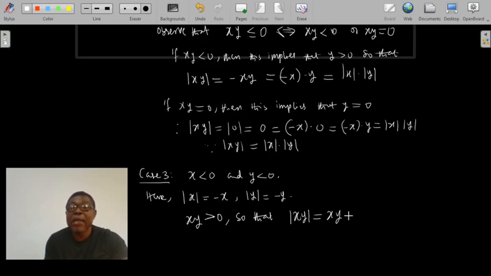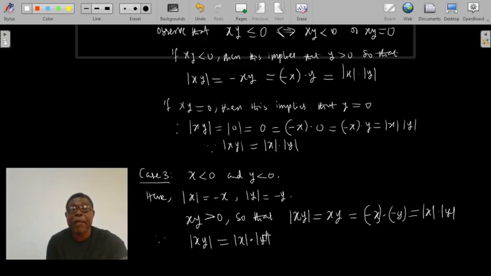And this xy is the same thing as minus x times minus y, because minus minus will cancel out. And minus x is nothing but the absolute value of x, since x is less than 0. Minus y is the absolute value of y, since y is less than 0. So this will again give us the absolute value of x times the absolute value of y. So what we have is therefore that in the case where x is less than 0 and y is less than 0, the absolute value of xy gives us the absolute value of x times the absolute value of y.